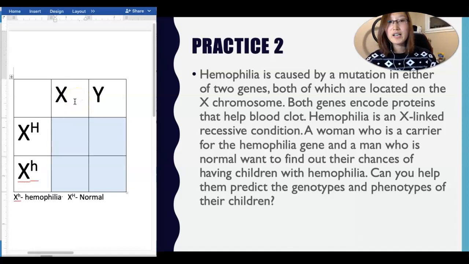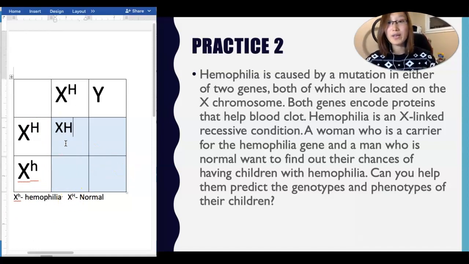So in this case, the male is normal. So the only way that this male could be normal is X big H Y, right? That's the only possibility. We either have X big H Y or X little h Y, and this male is normal, so it has to be X big H Y.